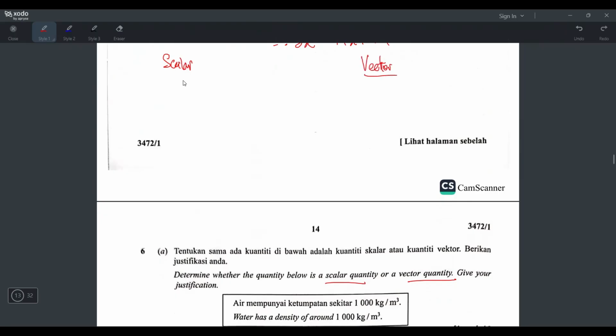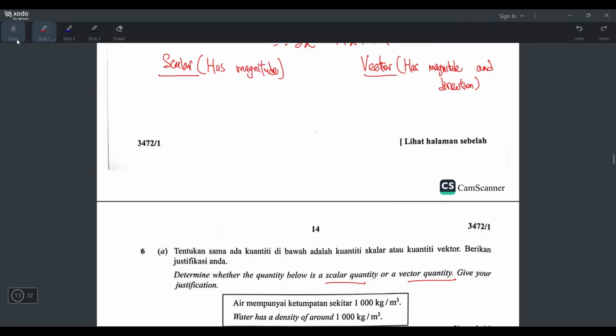Let's talk about scalar. Scalar has magnitude only. What is magnitude? Magnitude is a numerical value, it means a value, a digit, or satu nilai. So a scalar quantity, you only measure it with the magnitude. Vector has magnitude and what? Magnitude and direction.